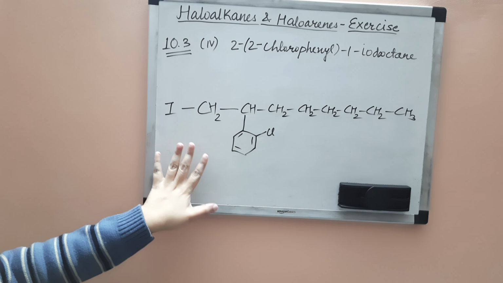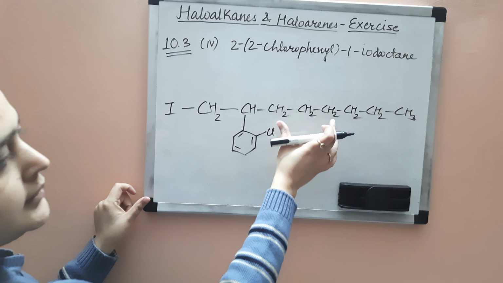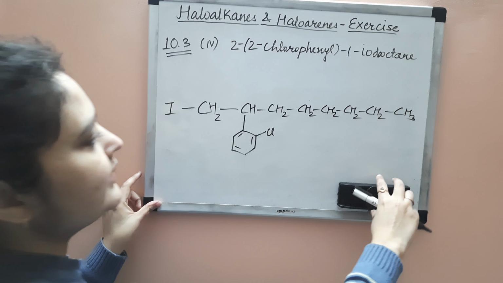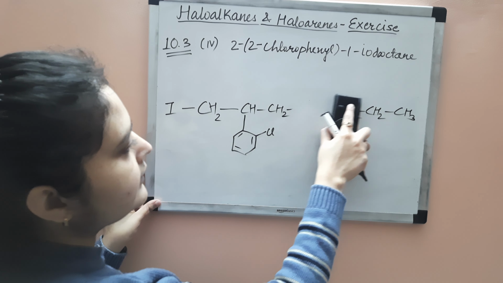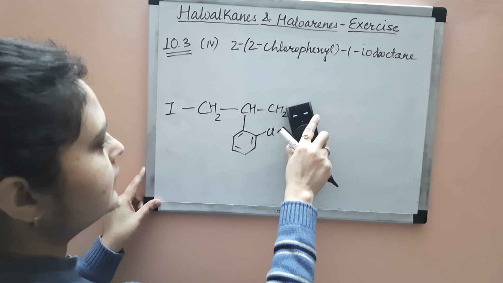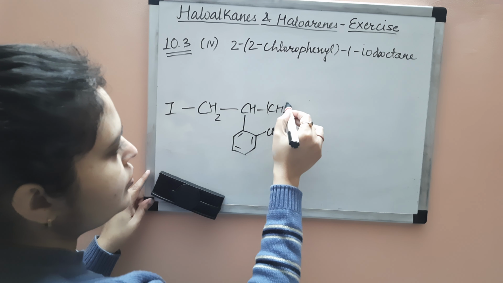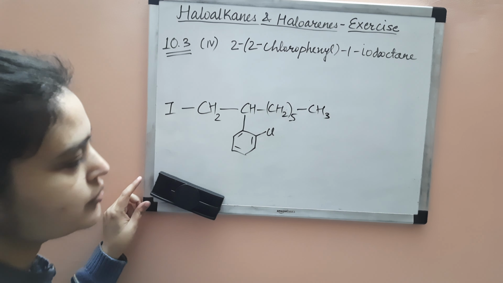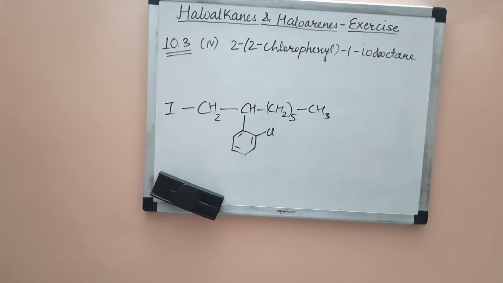Now we can do one more thing here, that this CH2 is coming 1, 2, 3, 4, 5 times. So we can directly write it as (CH2)5 CH3. So this can also be done for drawing the structure of this compound.